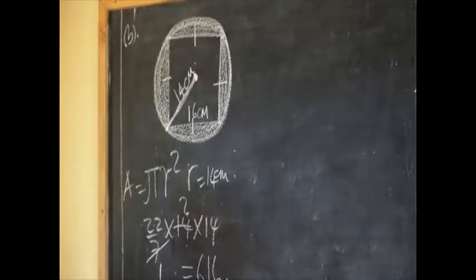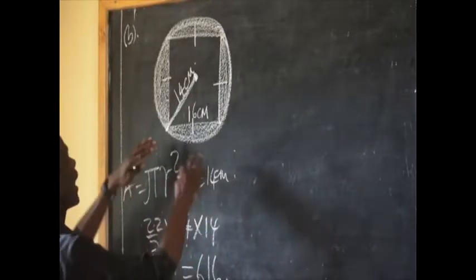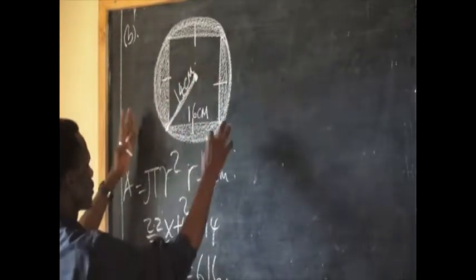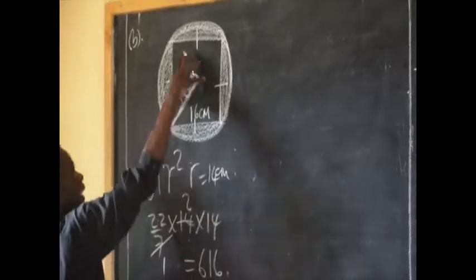But this is not our answer, because we are not looking for the area of the whole shape, which is the circle itself. Now we just want to find the shaded area.